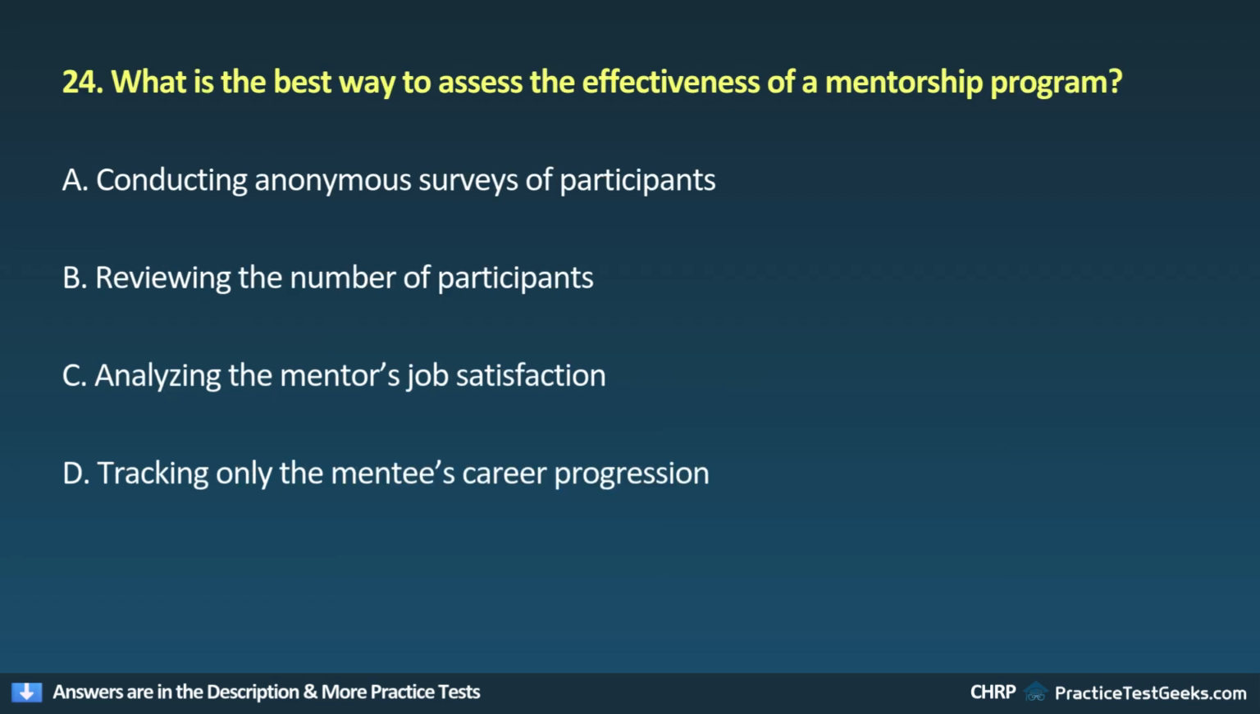24. What is the best way to assess the effectiveness of a mentorship program? A. Conducting anonymous surveys of participants. B. Reviewing the number of participants. C. Analyzing the mentor's job satisfaction. D. Tracking only the mentee's career progression.